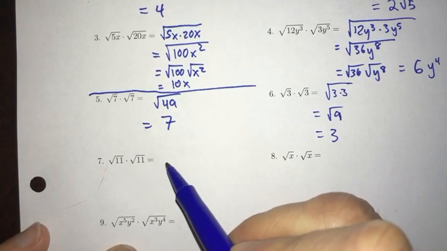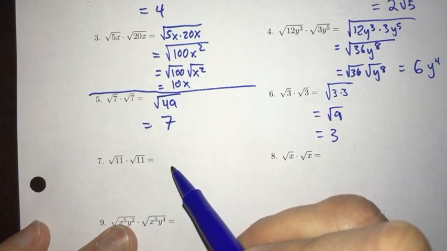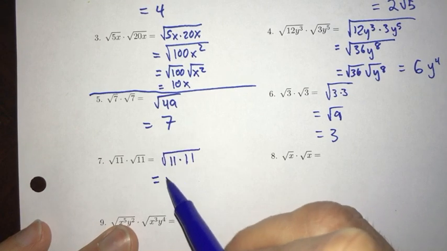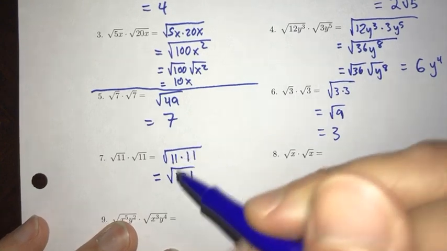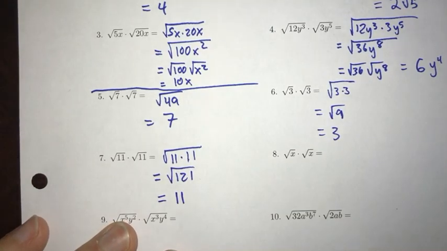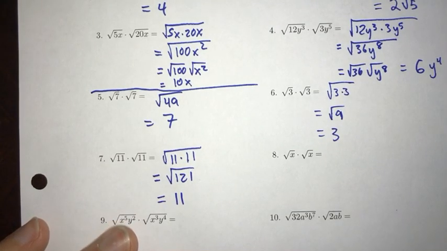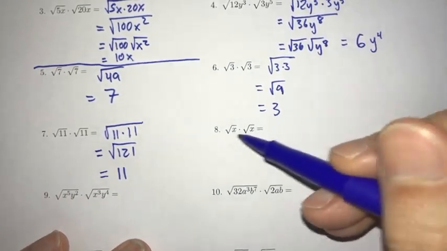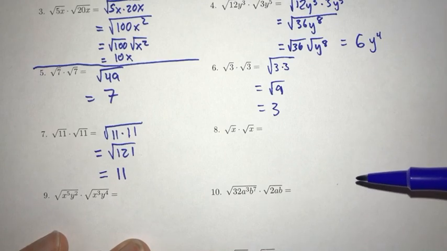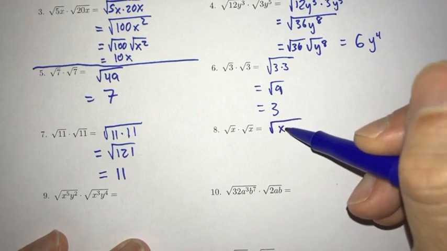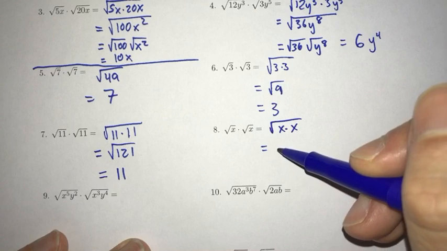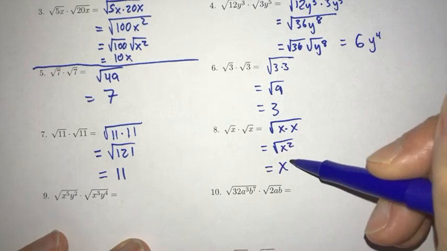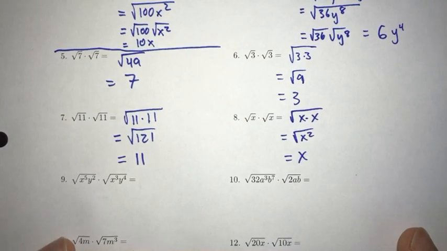Square root of 11 times the square root of 11. Can you guess what the answer is going to be? Well, let me do this the long way. 11 times 11 is 121. And the square root of 121 is 11. So hopefully you see the pattern there. And maybe you could even just right away say what this is going to be. Square root of x times the square root of x. Well, put them together. That's x squared. And the square root of x squared is just x, right? X to the 1. But I'll just put x.